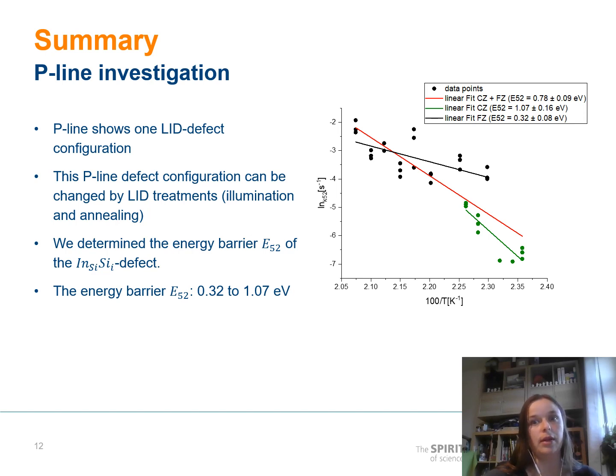In summary, we could say that the P-line shows one LID defect configuration, and this LID defect configuration can be changed by LID treatments through illumination and annealing steps. We determined the energy barrier E52 between 0.32 to 1.07 electron volts.